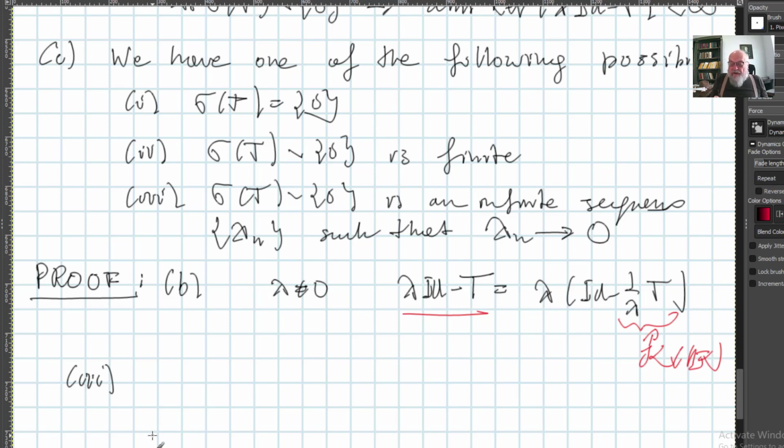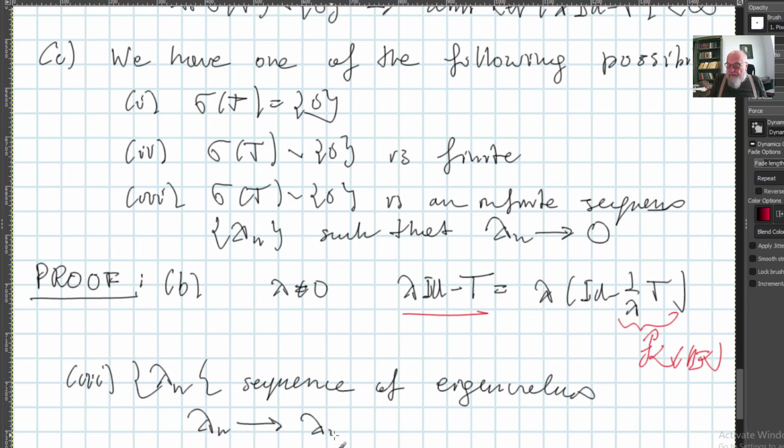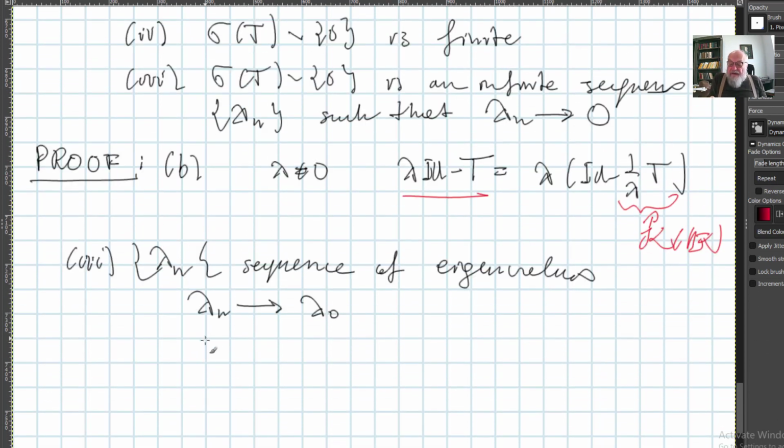And in order to prove the third possibility, suppose that there is a sequence. So you have here a sequence lambda n of eigenvalues. And we assume that these eigenvalues converge to lambda 0. And of course, if you have eigenvalues, then you have eigenvectors. So let's say we have eigenvectors En corresponding to lambda n.